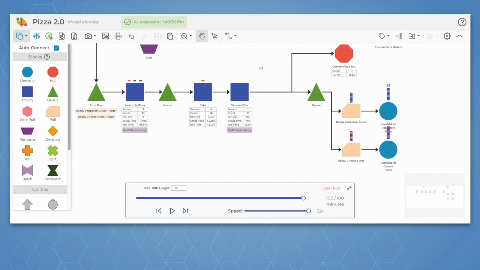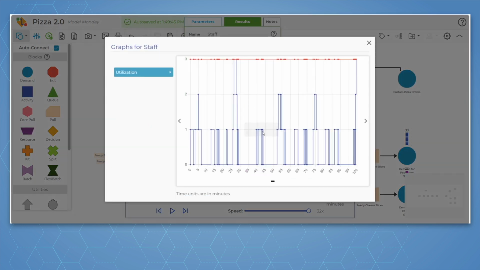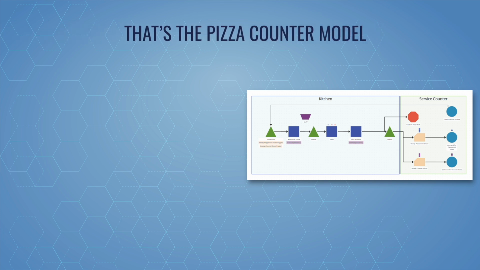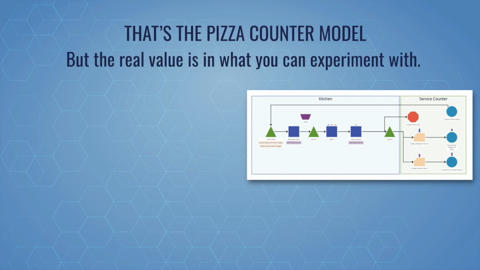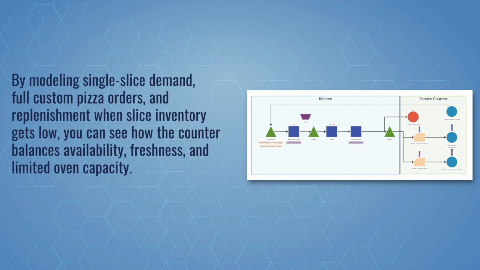Finally, we can look at staff utilization, which shows that our staff were only occupied about 14% of the time. Our graph shows that we rarely got up to the 3 people that we had staffed, so this presents an opportunity for improvement. So in a nutshell, that's the pizza counter model, but the real value is in what you can experiment with. By modeling single slice demand, full custom pizza orders, and replenishment when slice inventory gets low, you can see how the counter balances availability, freshness, and limited oven capacity.